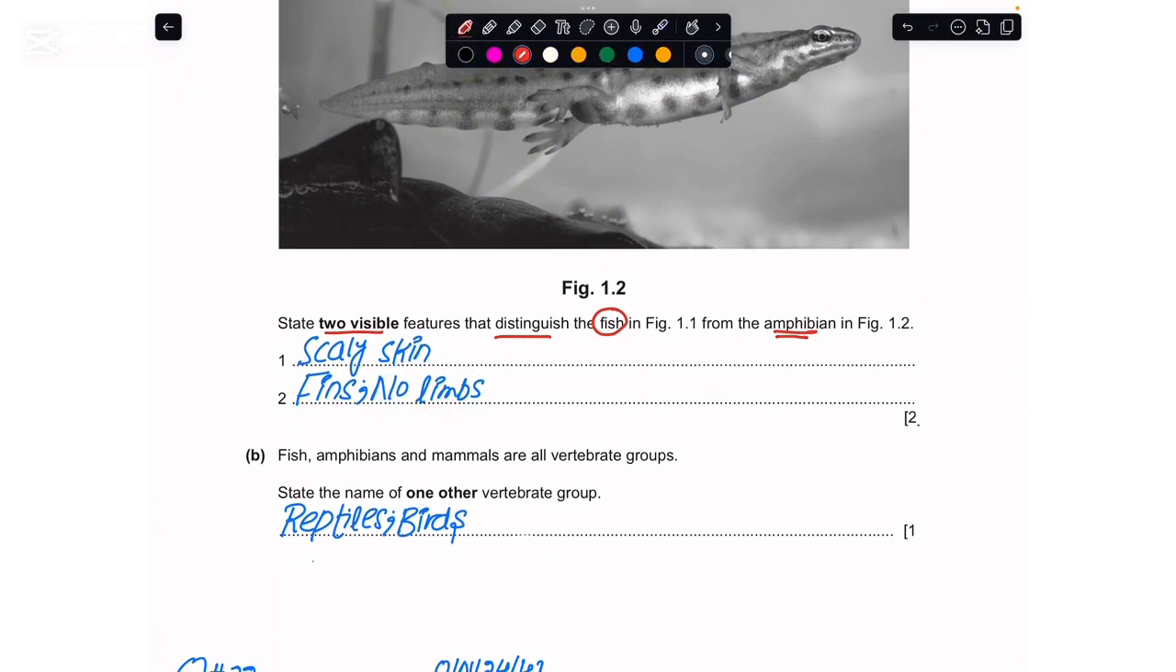Moving to part B, they say fish, amphibians, and mammals are all vertebrate groups because they have got a backbone in them, and they want us to tell them the name of one other vertebrate group. Among the other vertebrate groups, we know that could be a reptile. If you forget about it, you could say it could be a bird.